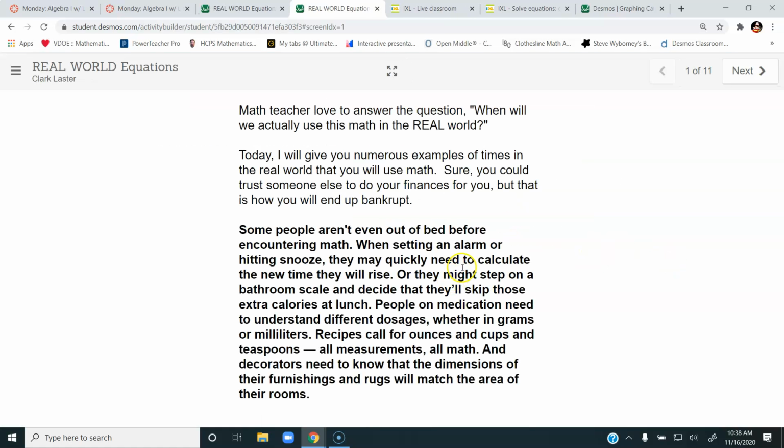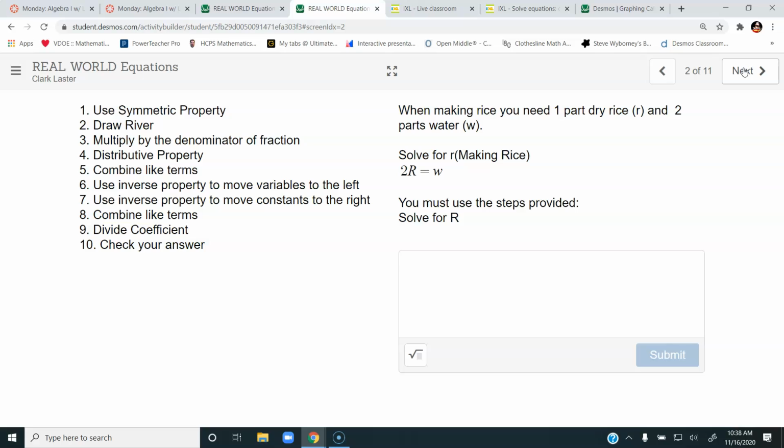And I'm going to go ahead and start. So the first equation says when I'm making rice, I need 1 part dry rice and 2 parts water. Okay? So if I'm solving for how much rice I have, how would I solve that?